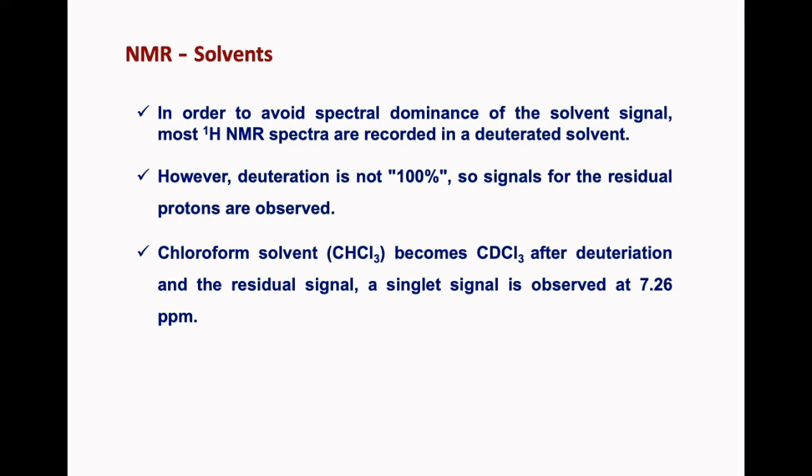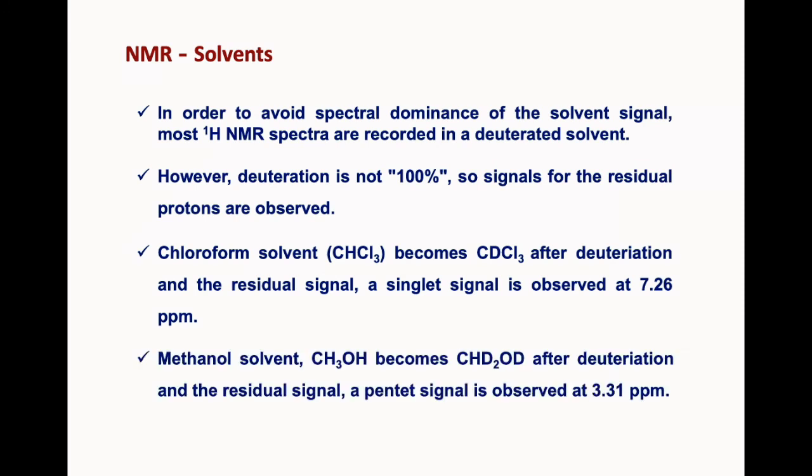To be precise, invariably the deuterated chloroform will give you a very strong, intense singlet signal at 7.26 ppm. Similarly, the methanol solvent, because of the incomplete deuteration, will give a very strong signal at 3.31 ppm. If we summarize what we have discussed under NMR solvents, we have to use deuterated solvents to avoid spectral interference for recording the proton NMR spectrum or the carbon-13 NMR spectrum.